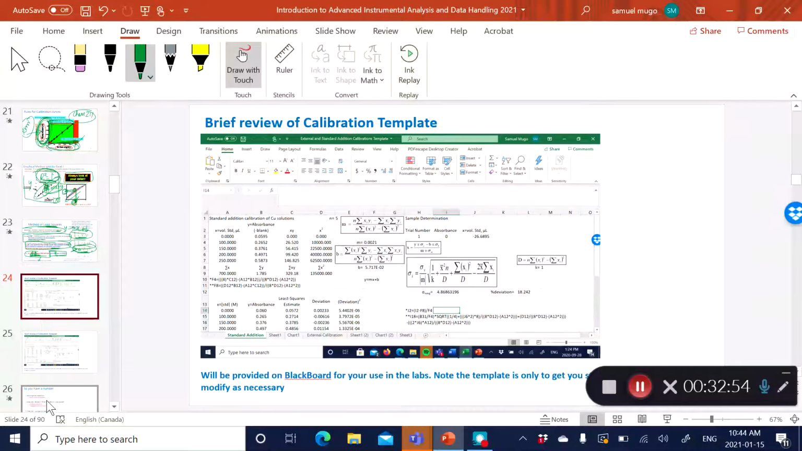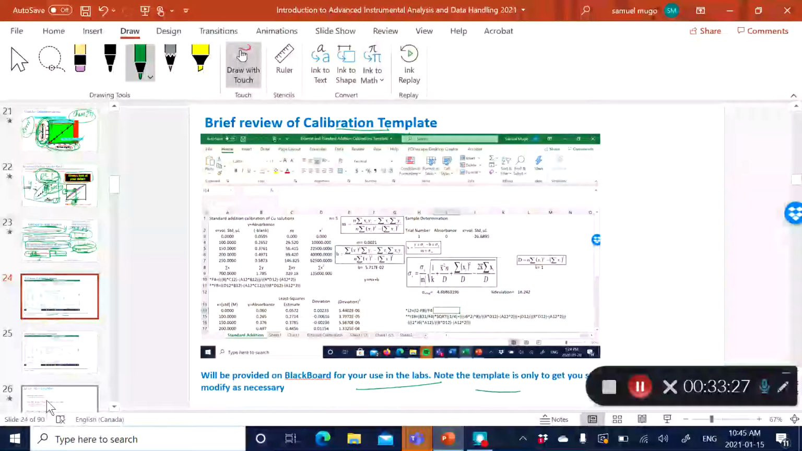So for your least squares method, as well as calibration charts, I'm going to give you a calibration template that you can use, which is already posted on Blackboard, and you can use it for all your labs, including the dry lab as well, which will be posted fairly soon. Take note of this. The template is only meant to get you started, and so you need to understand what's happening on the template and modify it appropriately, so that you can get the correct result.